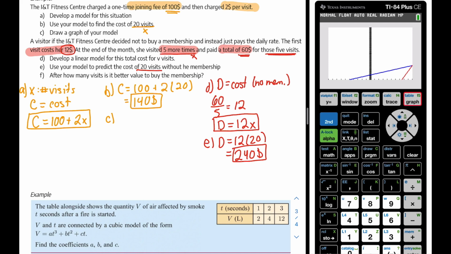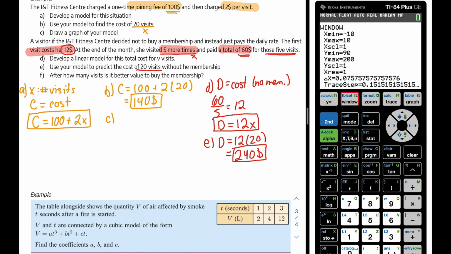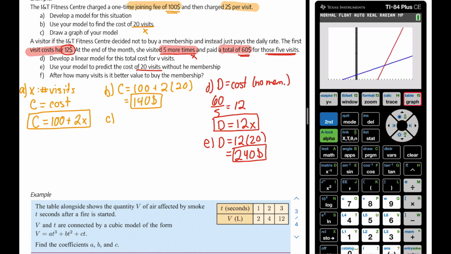Right now, my window is not big enough to find the intersection point, so I need to increase the x maximum. So x maximum of 10 is probably not enough. Let's increase that to 20. And now we see this intersection point. So let's find out when both of them are equal to each other, and that's going to help us figure out when the other one is better value.